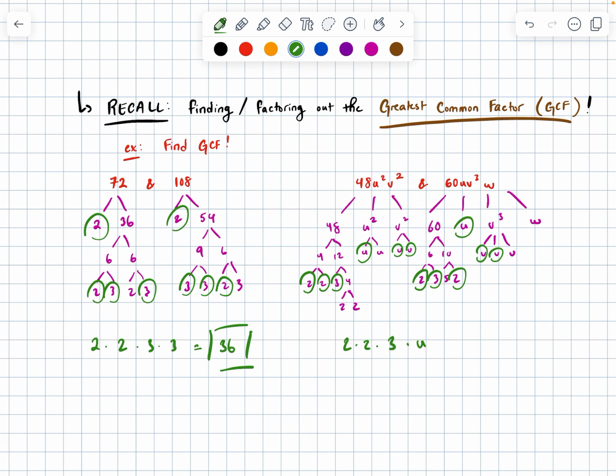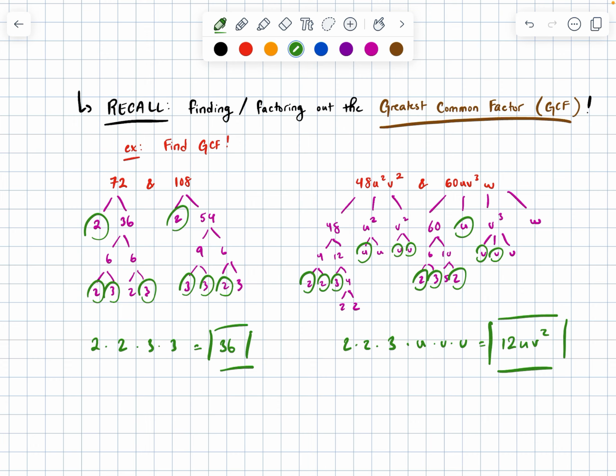I know that they've got 1 u in common, and they've got 2 v's in common. Multiplying back out, 2 times 2 times 3 should give me 12. U is just u. And v times v is v squared. So my GCF here should be 12uv squared.